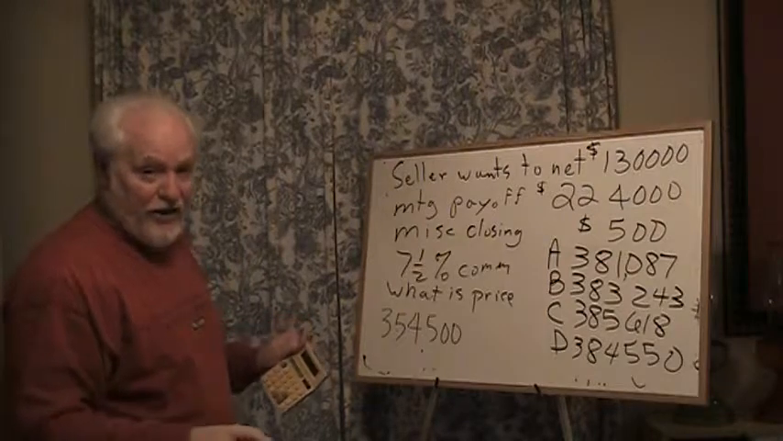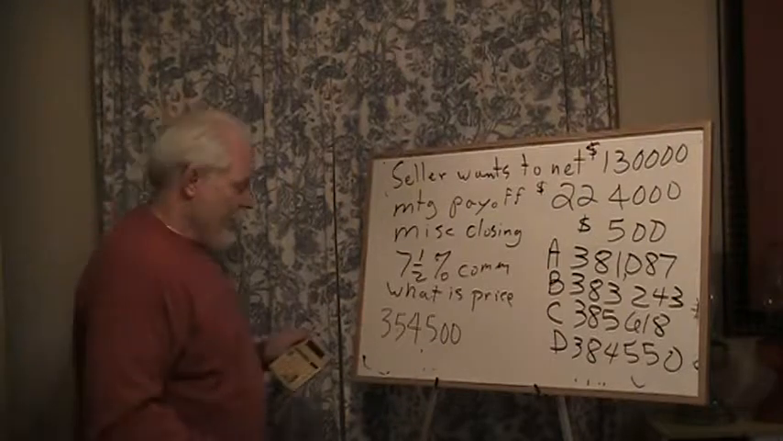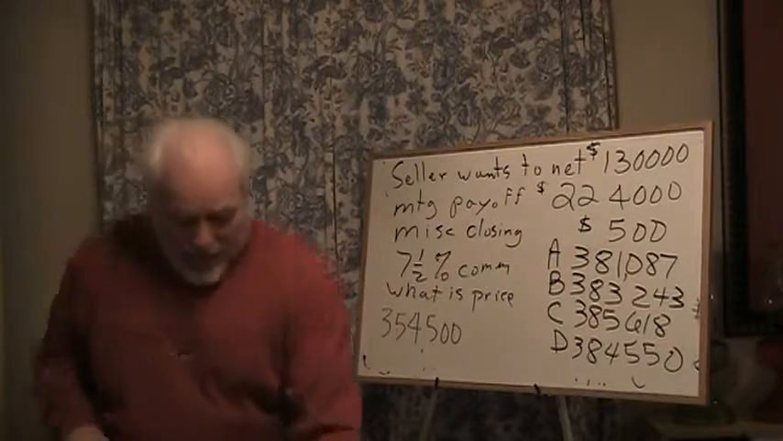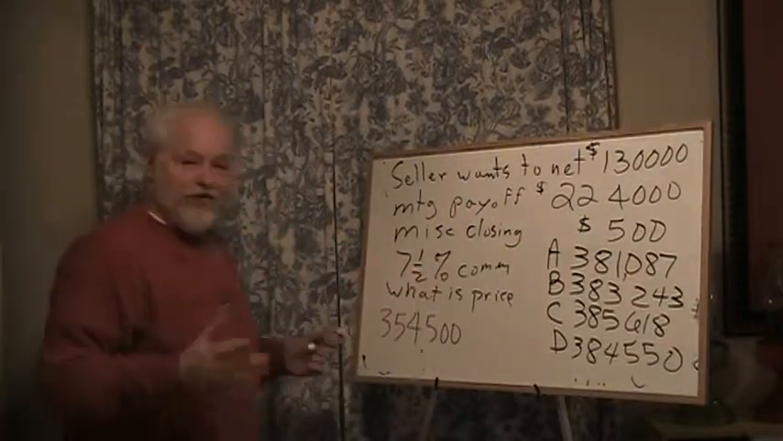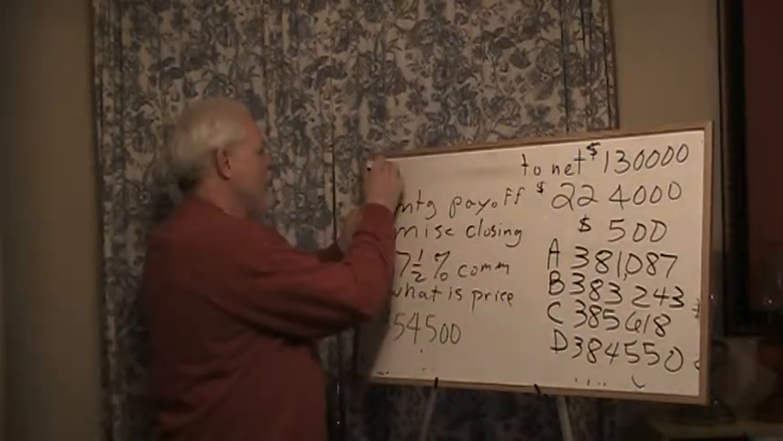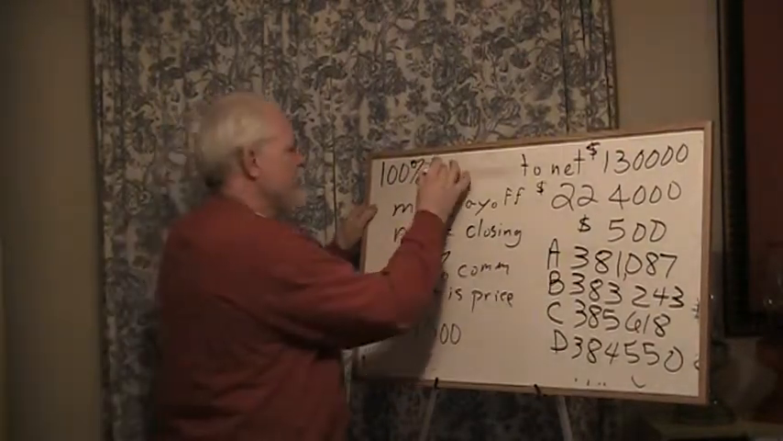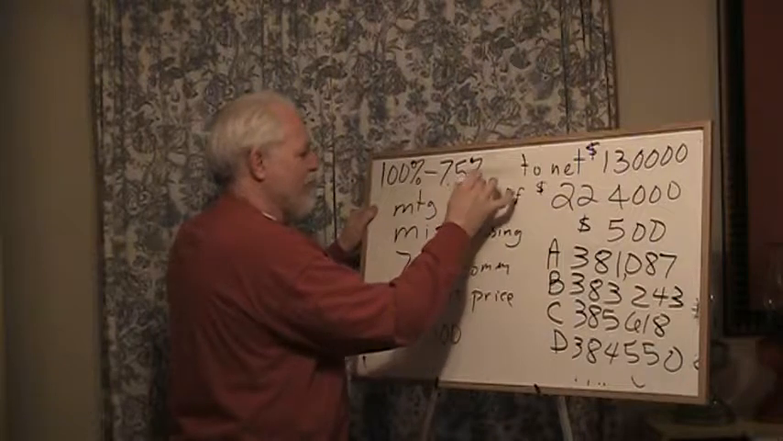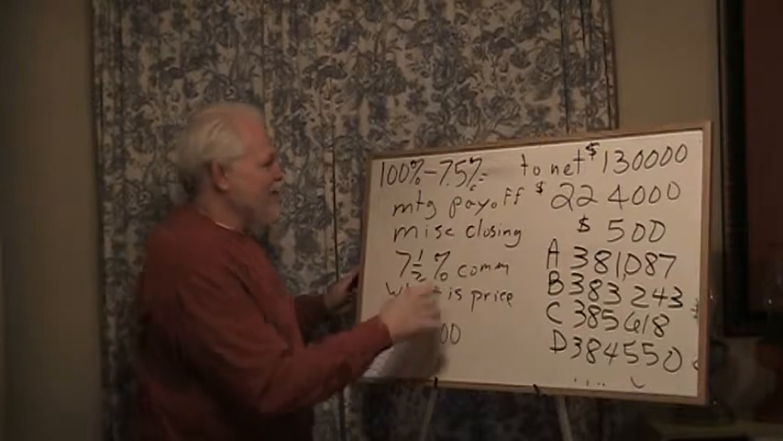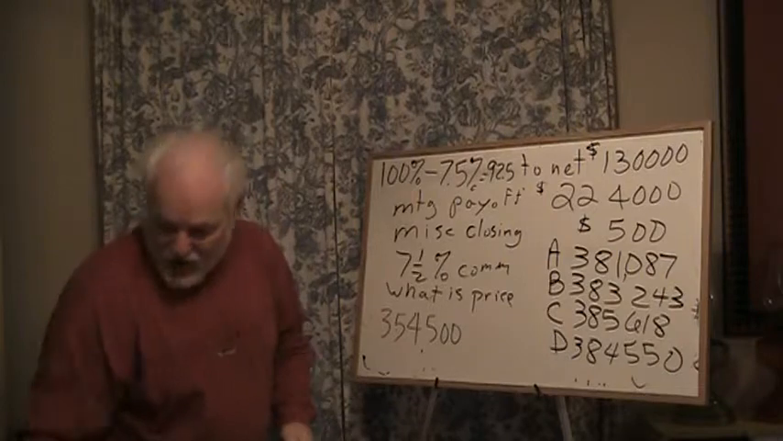Now, is that what you got with your calculator? Don't sit there and watch it like you're watching a TV show. You take the calculator and do this arithmetic with me. So this number here is what percent of the sale price? It's 100% minus 7.5%. So this number here is 92.5% of the sale price.